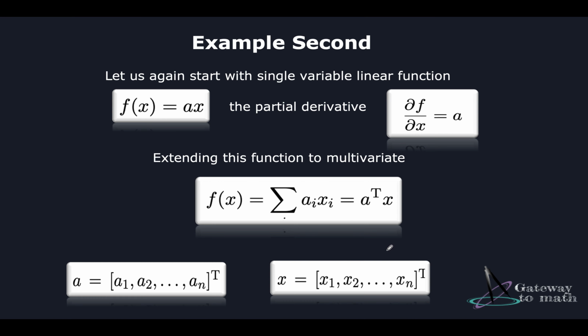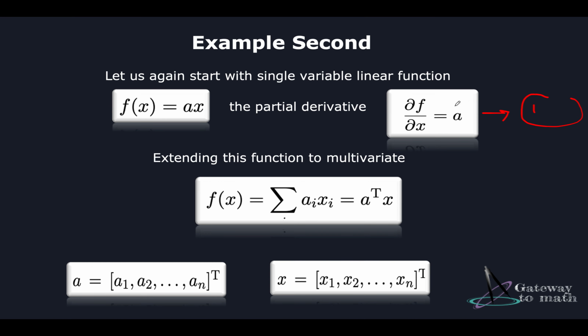Let us now take a second example. In this example, let's move back to the scalar derivative rule. Let us take a linear function f of x, which has been defined by f of x equals a times x. The partial derivative is given by del f upon del x, which equals a. One important relation to remember.